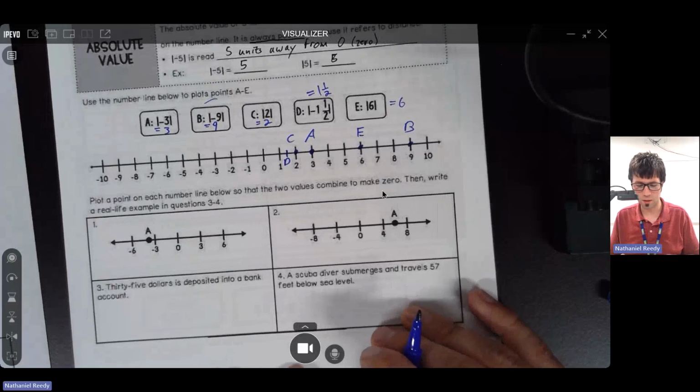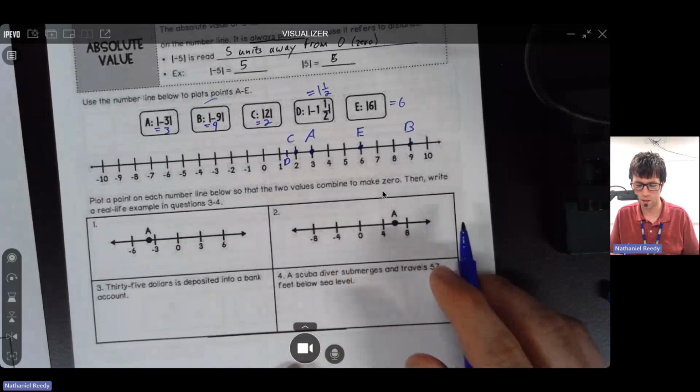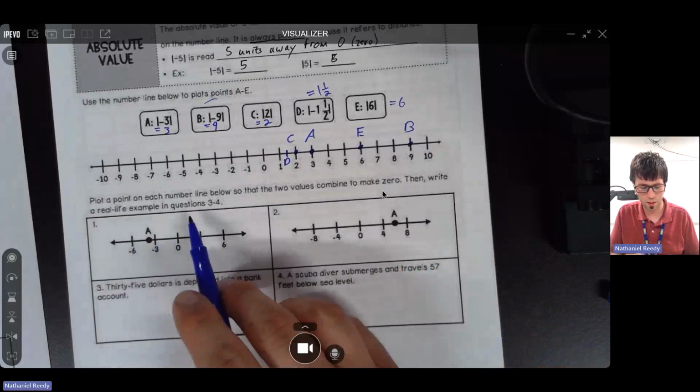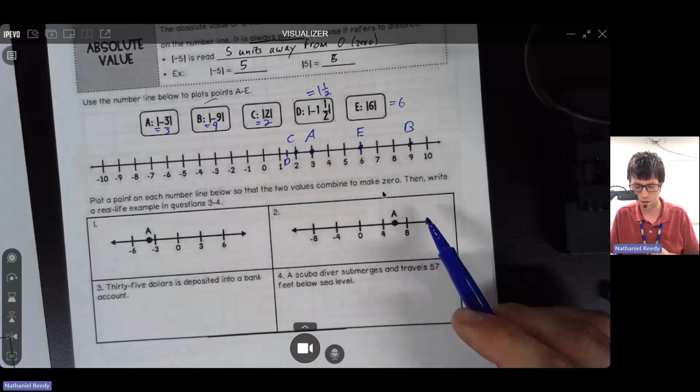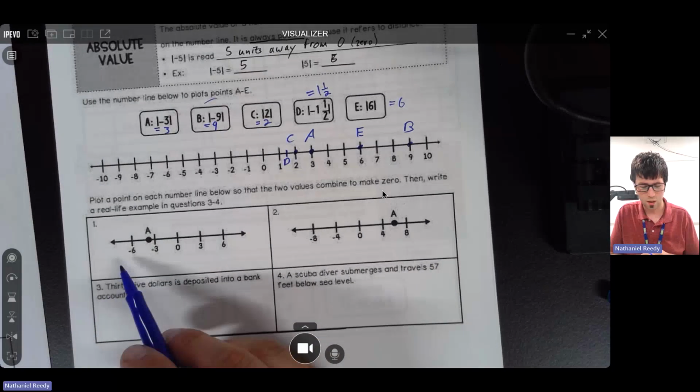Plot a point on each number line below so the two values combine to make 0. Then write a real life example in questions 3 through 4. I'm going to do 1 and 3. I'm going to see if you guys can do 2 and 4. Number 1.